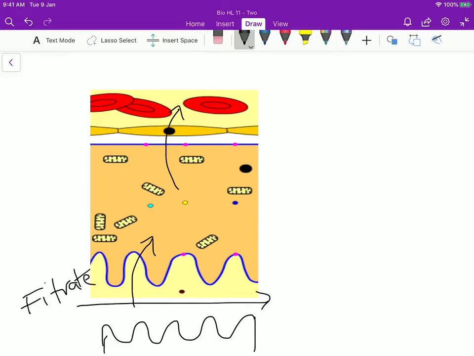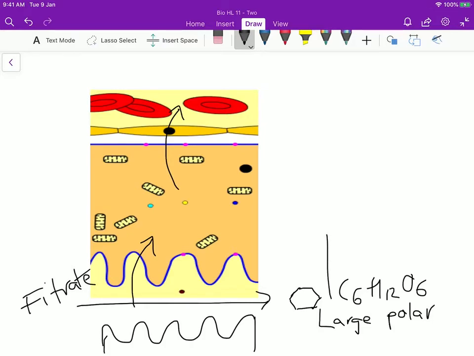Now we could have a reasoned guess at how these things are going to get through. Glucose, which is C6H12O6, is large and polar. Because it's large and polar, it's going to need a way of getting transported. And that way of transport, in this case, we can sum up. It's going to move through via active transport. So there's active transport of glucose.